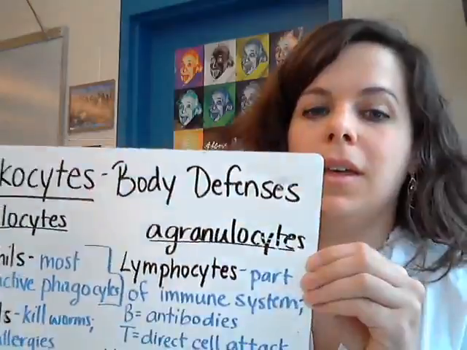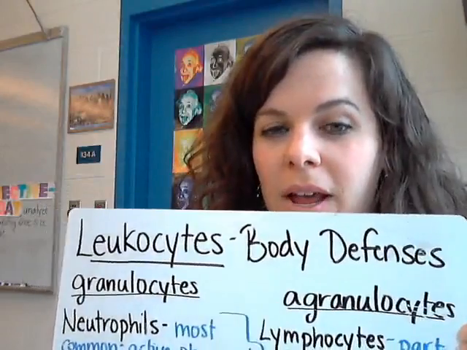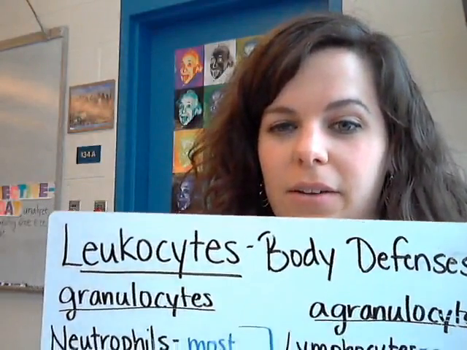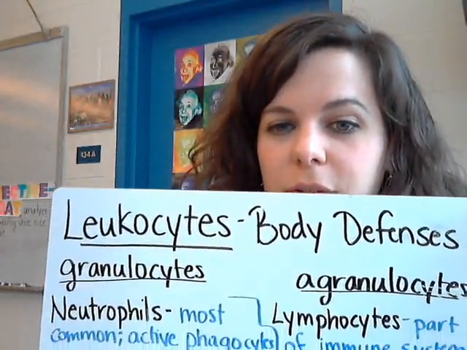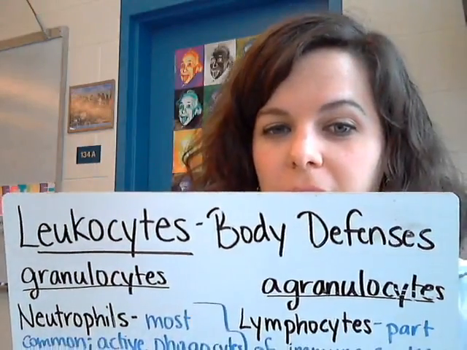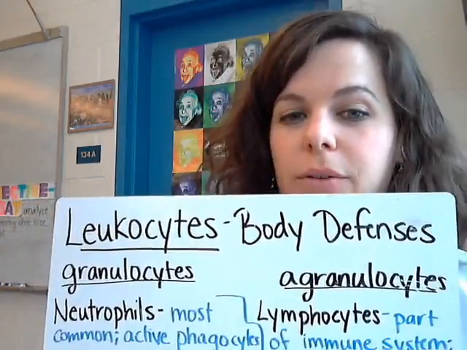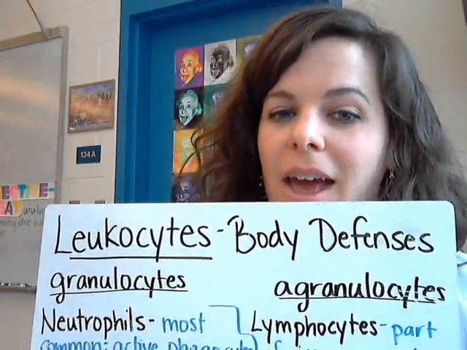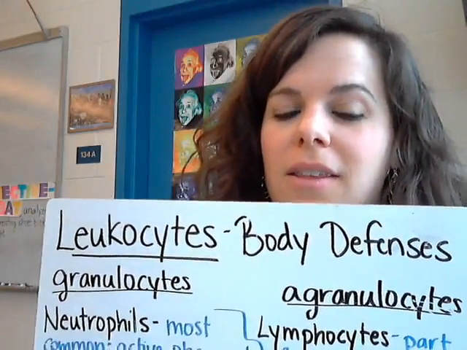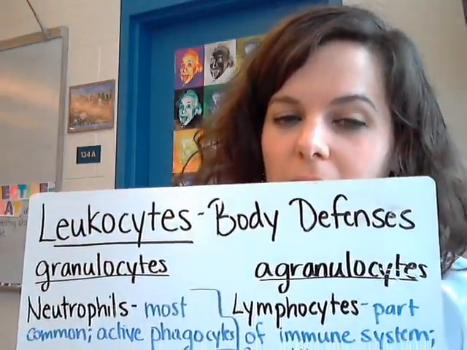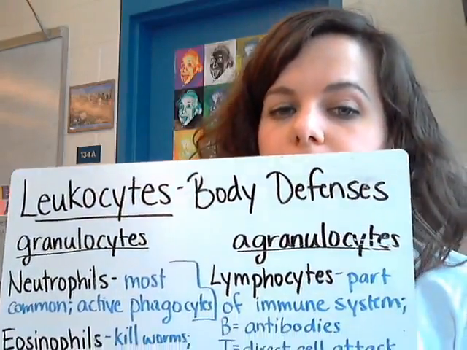So the next type of cell is called a leukocyte, and those are more commonly known as your white blood cells. So leukocytes are not oxygen carriers, and what they do is they are related to your body defenses. And there's 2 major types you can see on the top here. They are granulocytes and agranulocytes. So granulocytes have little granules in the cells, and agranulocytes do not. So that's basically the difference between the 2.